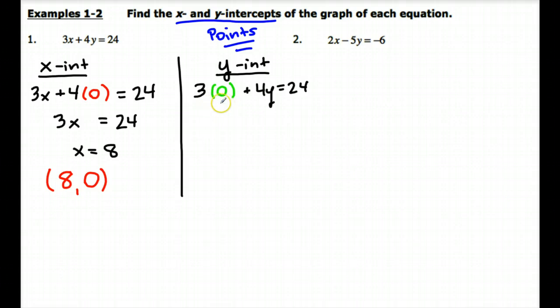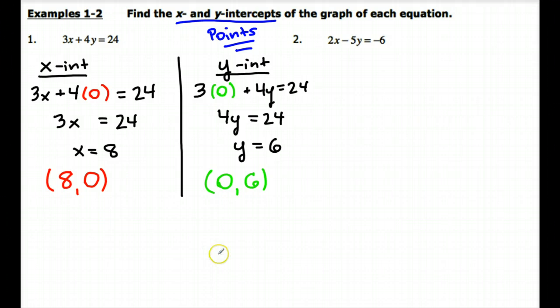3 times 0 is just 0, so the left side just becomes 4y equals 24. If I divide both sides by 4, I get y equals 6. So that means that the y-intercept of this line is the point 0, 6. Okay, so we found both the x and the y-intercept on this line. The x-intercept is at 8, 0. The y-intercept is at 0, 6.